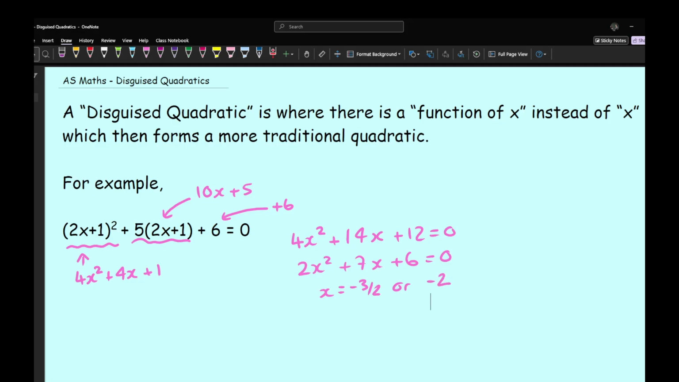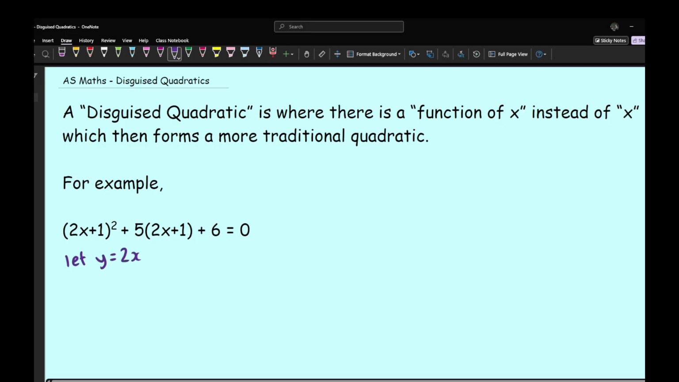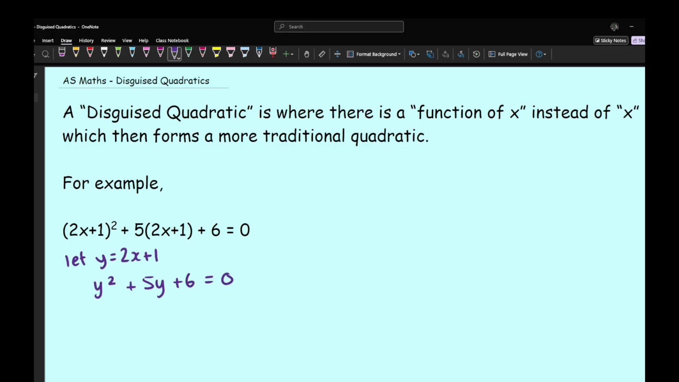Now, another way of looking at this particular question is if I let y = 2x + 1, and I've just picked y because it's a letter that doesn't look like a number, then what I would end up with is y² + 5y + 6 = 0, and this becomes a new quadratic equation with respect to y. Then from this I can go on and solve this, in which I end up with (y + 3)(y + 2) = 0, and then I can solve this for y, which is -3 or -2.